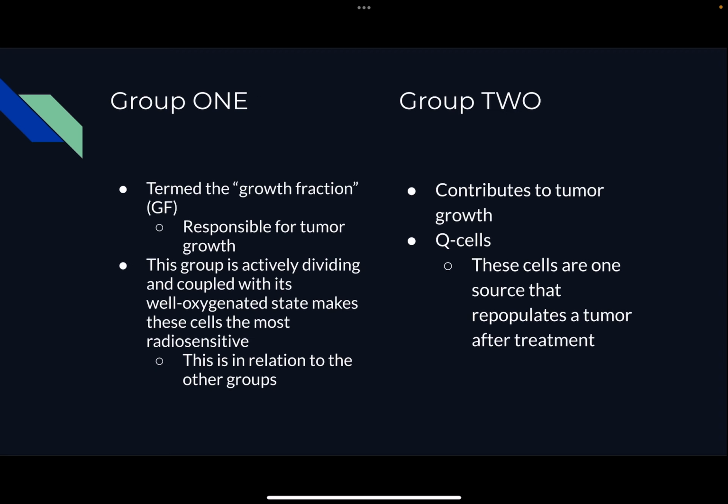So going a little bit into the subcategories. Group 1 is termed the growth fraction, or the GF. This is responsible for tumor growth, and this group is actively dividing, and coupled with its well-oxygenated state, makes these cells the most radiosensitive. This is also only in relation to the other groups, not to the rest of the cells in the body. Group 2 contributes to tumor growth as well, and it consists of Q cells. And these cells provide a source that repopulates a tumor after treatment is over.